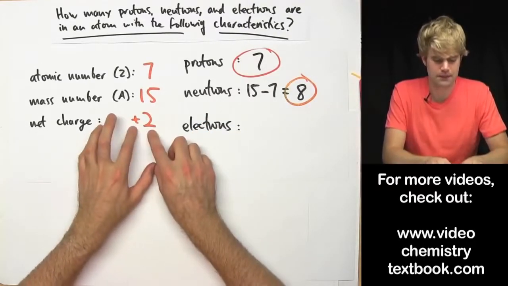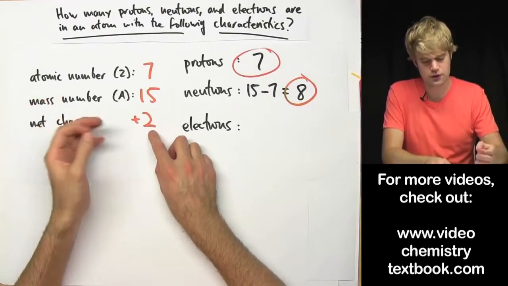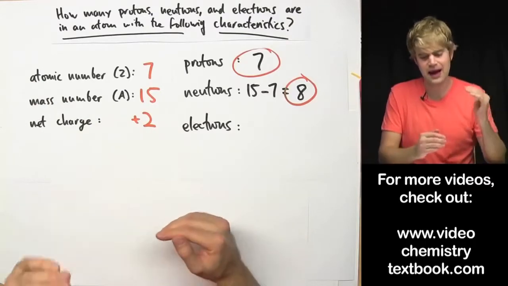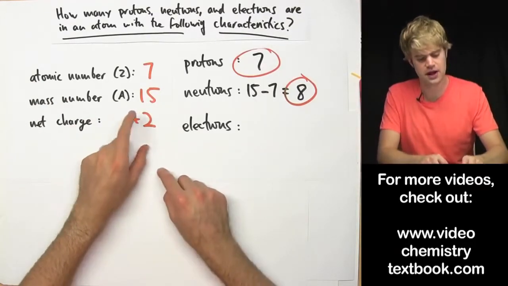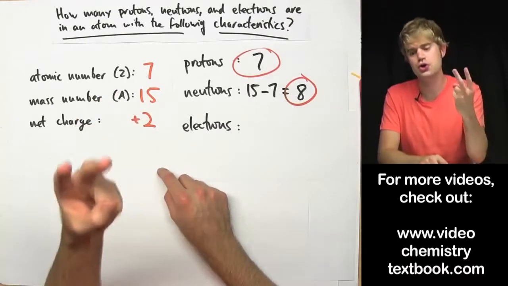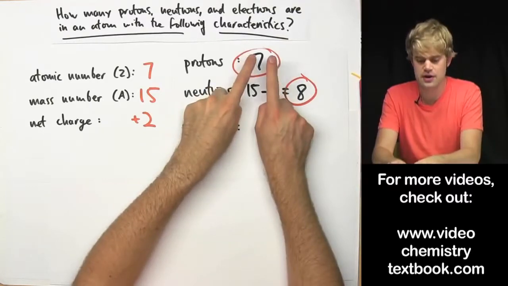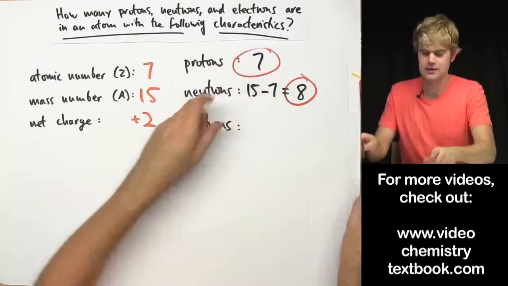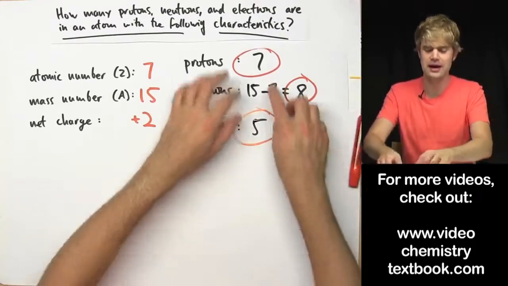Net charge here is plus 2. If I have a positive net charge with a certain number, that's telling me how many more protons I have than electrons. So in this case, net charge of plus 2, there are 2 more protons than electrons. Since I have 7 protons, that means that I have to have 5 electrons for me to get a 2 plus charge.